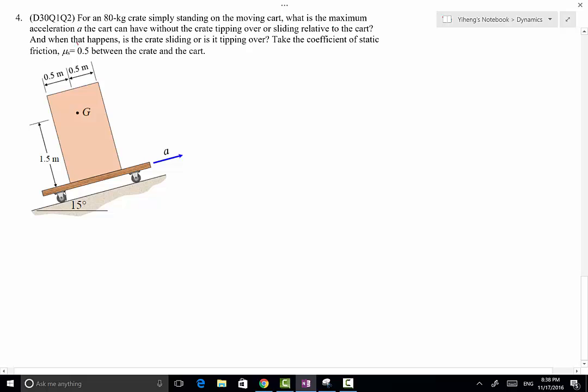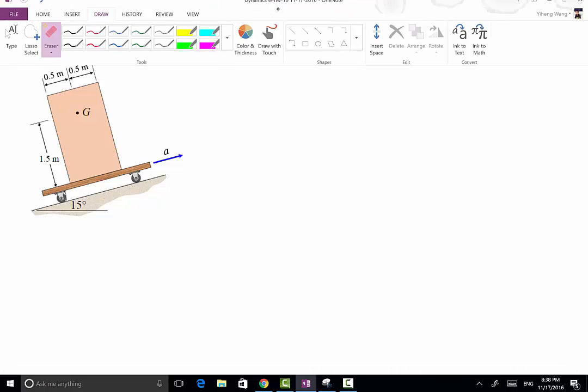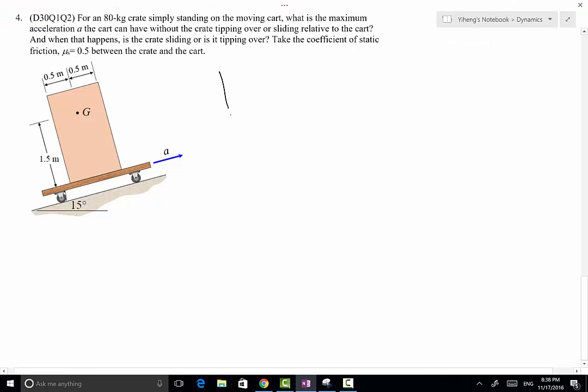The static friction coefficient is given between the crate and the cart. So let's use this example to illustrate typically how we deal with this kind of problem. This is, by the way, a translation problem. There's no rotation or general plane motion involved. So we start with drawing a free body diagram of the crate. The gravitational center is given, the dimension of the crate is given as well.